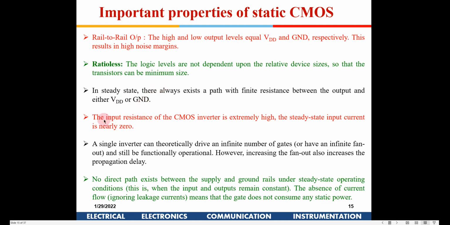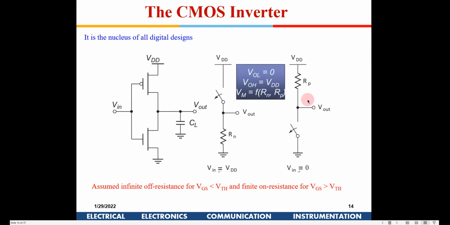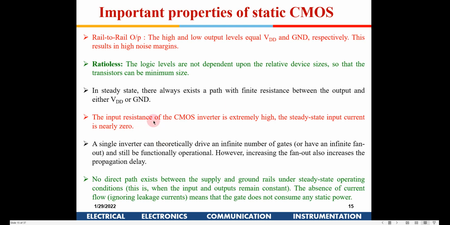And then the input resistance of a CMOS is extremely high. So steady state input current is 0. That means unlike a BJT, when we are driving a CMOS, if this is the next stage, the output will be connected to the gate of the transistors, and we know that the gate current is 0. So that is why the input resistance of a CMOS inverter is extremely high.